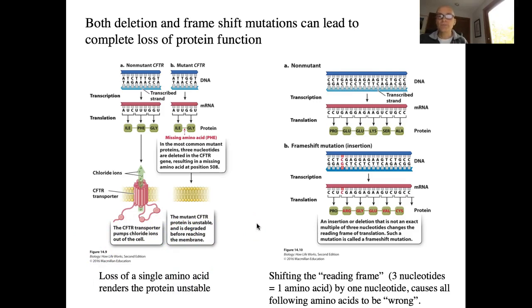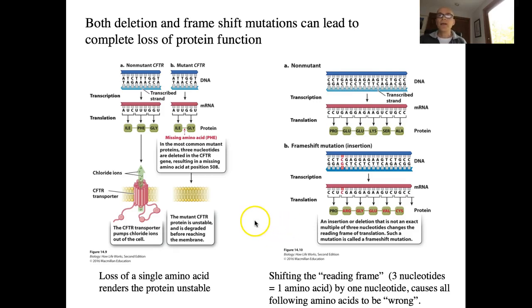But potentially, it could also keep the reading frame intact. It just adds an amino acid in between. And that can be detrimental, but it doesn't always have to be detrimental. That depends on the individual mutation and the three-dimensionality of the protein structure that is affected.